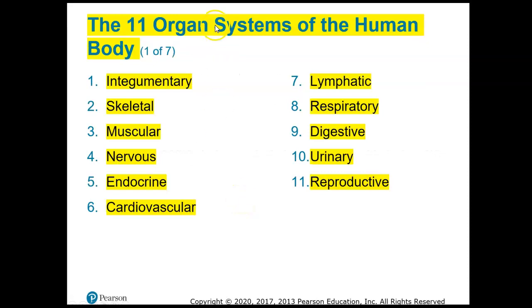And then this is a list of the 11 organ systems, and we're about out of time, so we'll start with the integumentary system when we come back. But it's integumentary, skeletal, muscular, nervous, endocrine, cardiovascular, lymphatic, respiratory, digestive, urinary and reproductive systems.